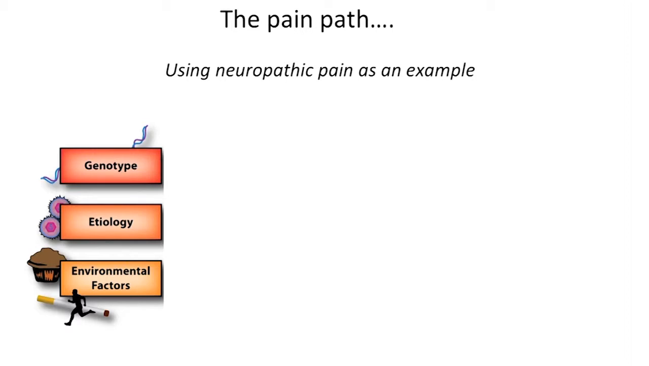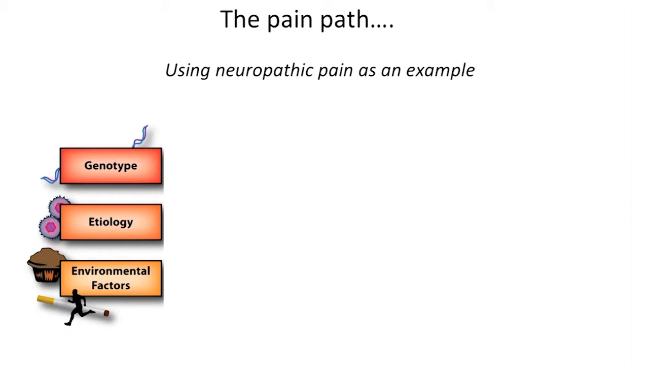In the traditional approach to pain, we emphasize the etiology, which may be trauma, a metabolic disease, an infection, a compression of a nerve. But increasingly, we now recognize that, in fact, three factors are the drivers of clinical pain states. These certainly are etiological factors, but they also are the genotype of our patients. Some patients have a greater susceptibility to developing pain than others. And also there are environmental factors which influence the way in which genotype and etiology act to produce the pain.